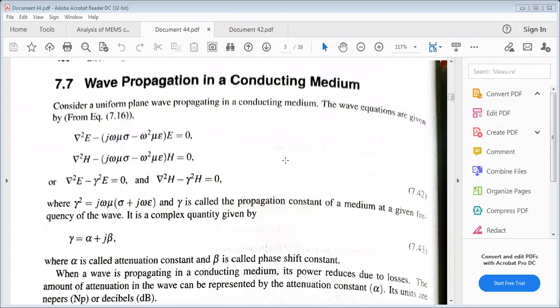Wave propagation in conducting medium. Consider a uniform plane wave propagating in a conducting medium. The wave equations are as follows. You have already seen this.